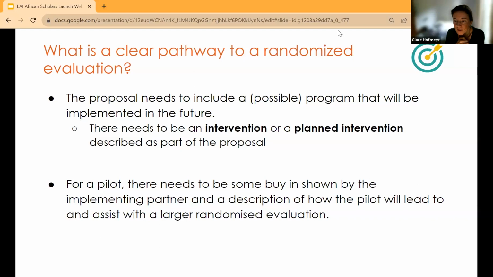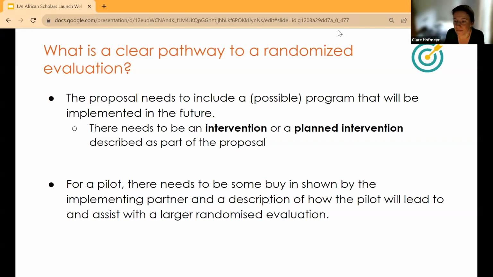What I need to stress here is that this needs to either be a brand new program, something that doesn't yet exist, or it needs to be a new adaptation to an existing program. We cannot fund evaluations that look at a program that's already been implemented for some amount of time, because then access to the program is highly unlikely to have been randomized, and then you cannot evaluate it with a randomized evaluation.